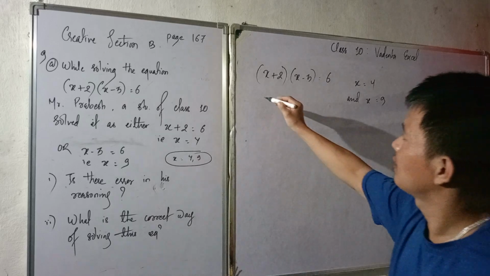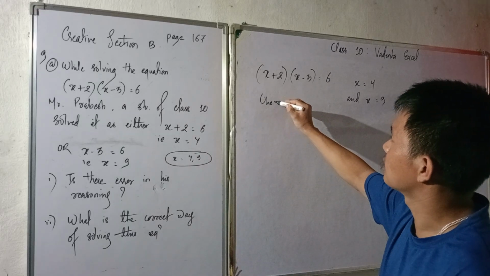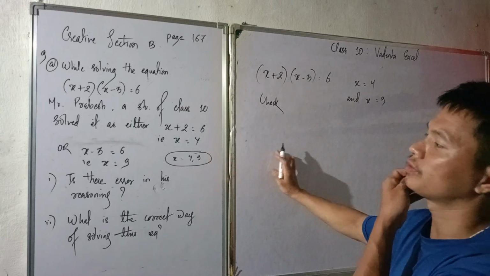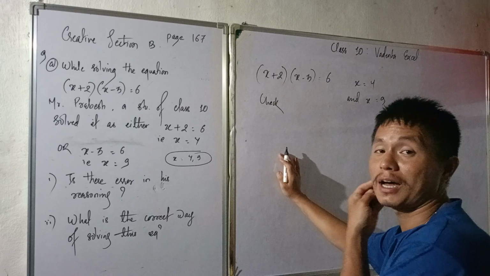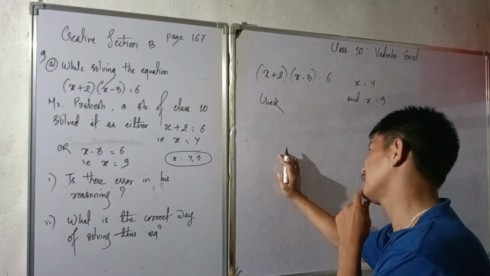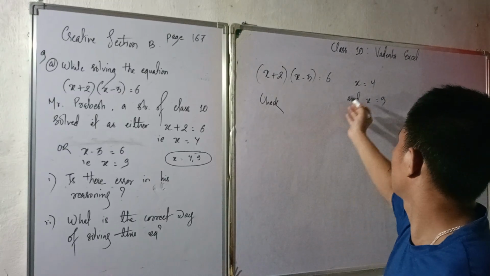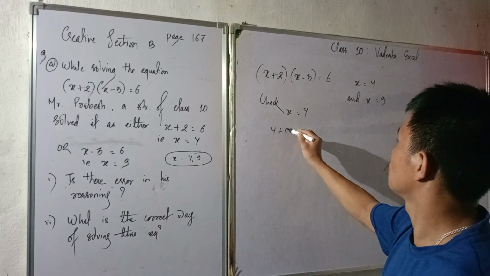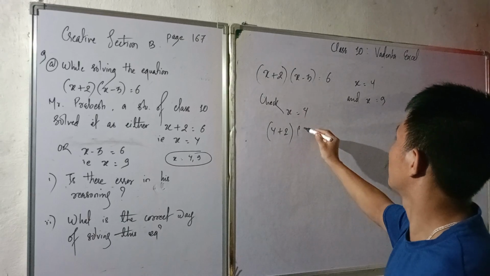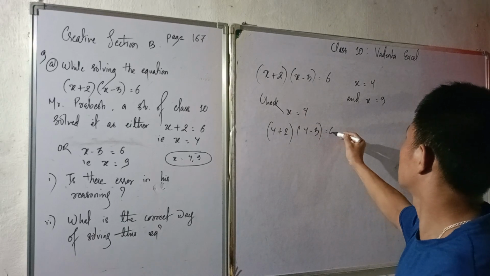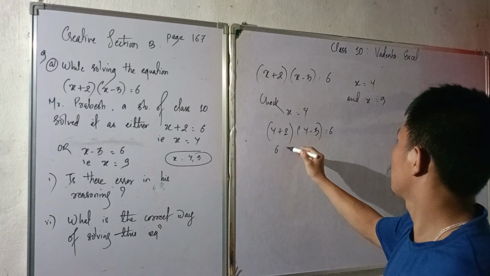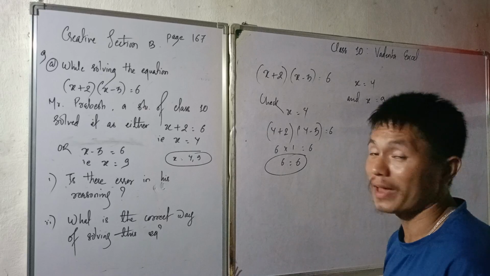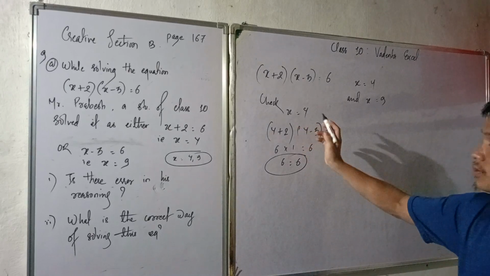Now check whether the solution he got for x = 4 and 9 is true or not. Let's see. For x = 4, let's try. 4 plus 2 and 4 minus 3. Let's see, 4 plus 2 is 6, 4 minus 3 is 1. 6 equals 6. Okay, it is valid for x = 4.